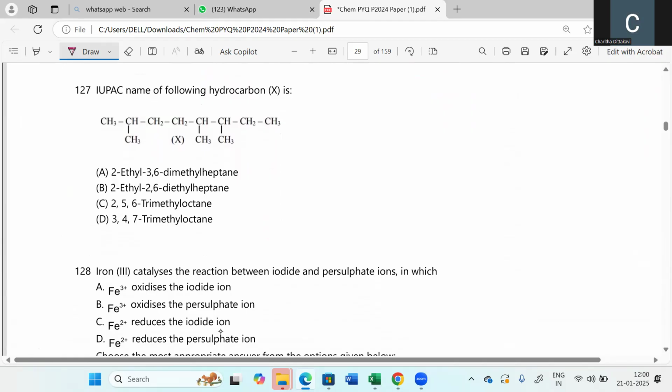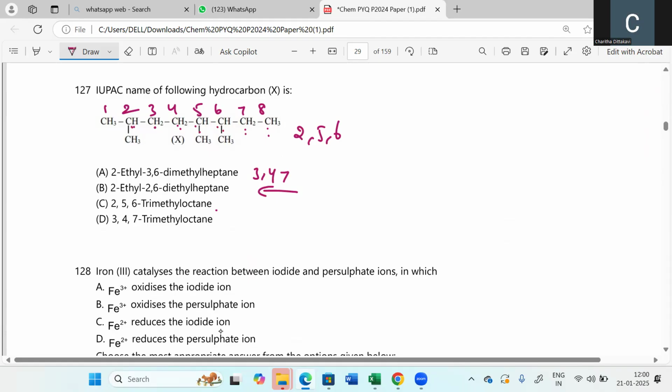Next, number 127. What is the name of this hydrocarbon? What will be the name of this? How many carbons do you have? 1, 2, 3, 4, 5, 6, 7, 8. 8 carbons you have. Is that forward numbering or backward numbering? Definitely forward, because going backward, the substituents come at 3, 4, 7, whereas going forward they come at 2, 5, 6.